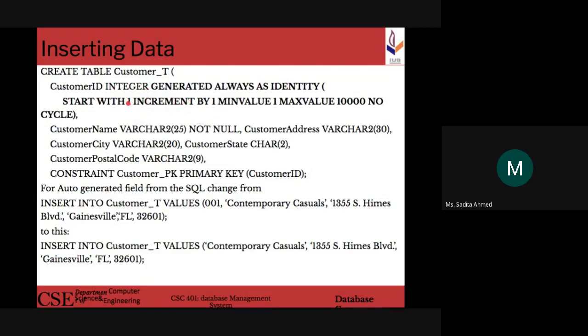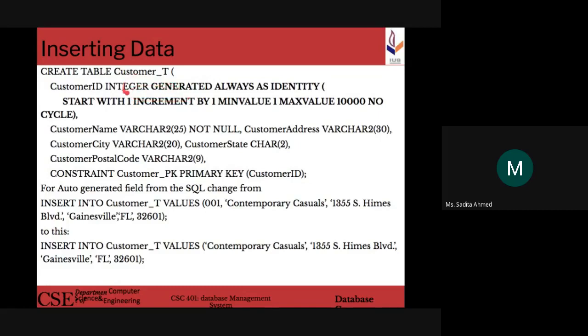So the first row inserted will have the value 1, the second one 2, the third one 3, and so on, until 10,000. And after 10,000, something has to be done because of no cycle. That is, after 10,000, we cannot circle back and start from 1 again. Why? Because it's mentioned that no cycle. So this is all right for the first 10,000 rows, auto-generated for the first 10,000 rows. We can do something like that.